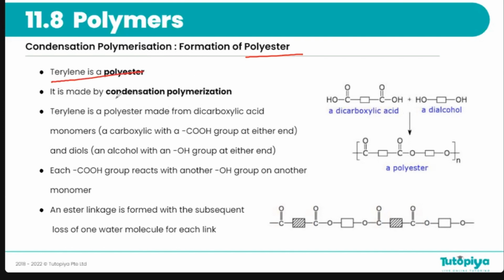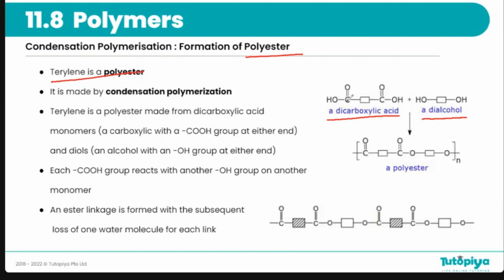Polyester is made up by condensation polymerization. So, the first thing we need here, the monomer we need, is a dicarboxylic acid and a dialcohol. So for condensation polymerization, unlike addition polymerization, we always need two molecules. For addition, it's only one molecule that is repeating. But for condensation, we need two.